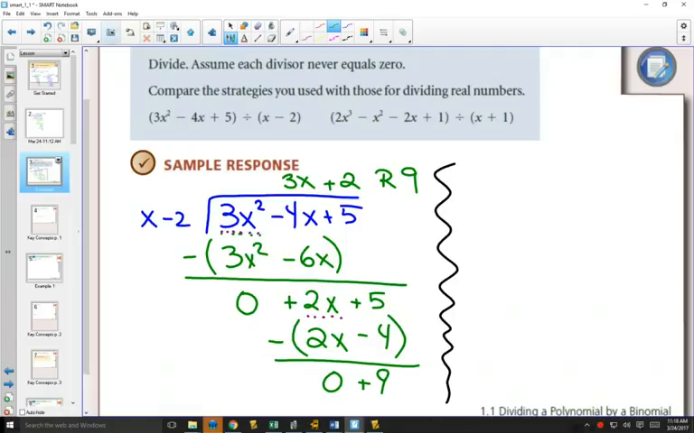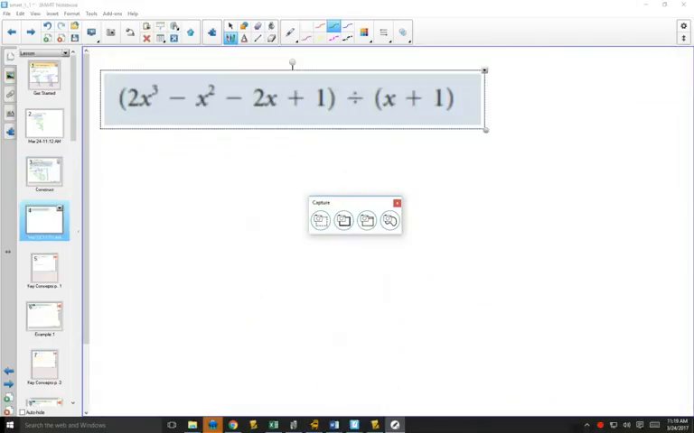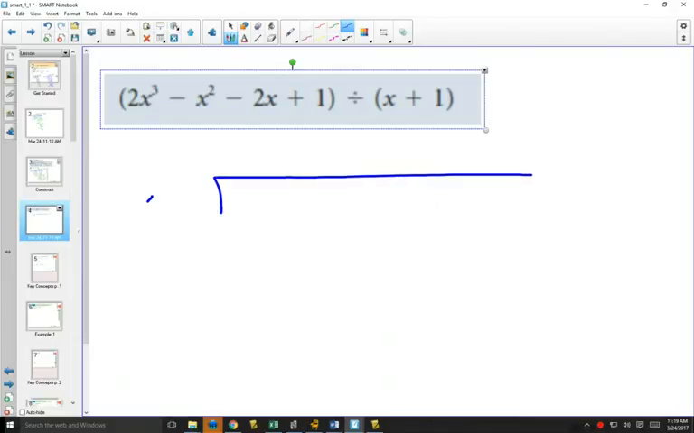Maybe I'll do the next one on a whole new page. So here's our next one. If we set this one up, x plus 1 here, 2x cubed minus x squared minus 2x plus 1, and we're dividing. What was the word I used? Underline the first one.